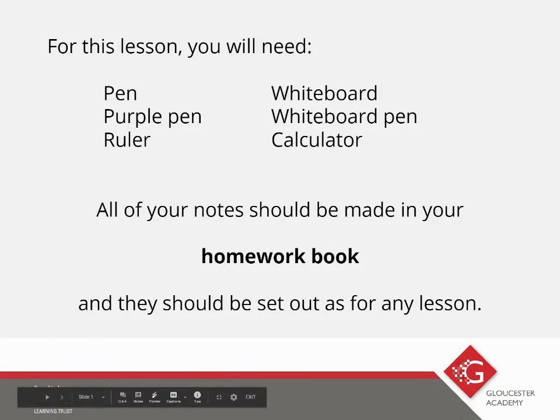You will need all the usual equipment, you may not need a calculator, and all of your notes should be made in your homework book. Set them out as you would for a lesson, including the title and the short form of the date.